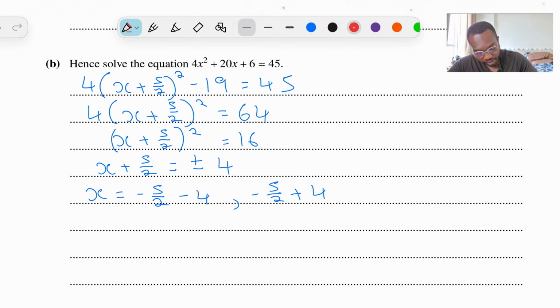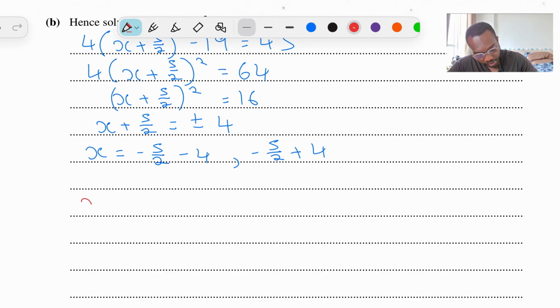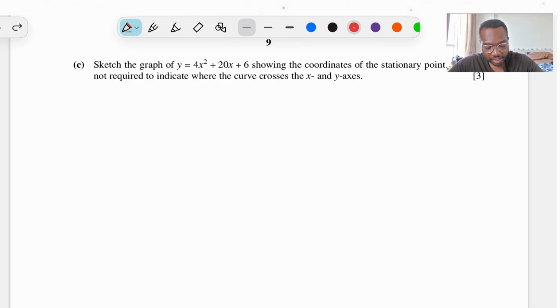Therefore, our x value would be x is equal to minus 4, that will give me minus 8 over 2, so that will give me minus 13 over 2. And then for the other one, we would get a positive 3 over 2.